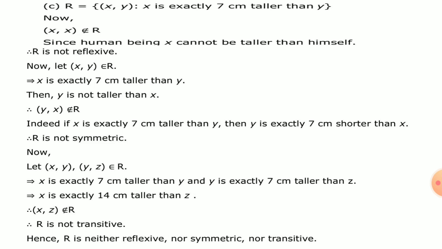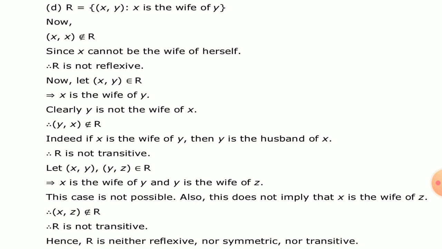So hence R is neither reflexive, nor symmetric, nor transitive relation. Next, the given relation R is equal to the ordered pair (x, y) where x is the wife of y. Now (x, x) does not belong to R, because x is the wife of x is not possible. So (x, x) does not belong to R since x cannot be the wife of himself or herself. Therefore R is not a reflexive relation.